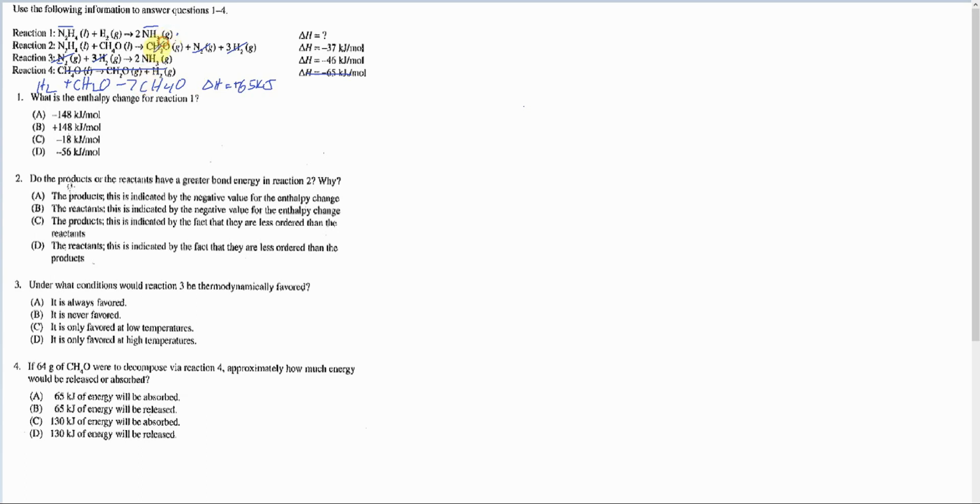And then CH2O cancels with CH2O, CH4O cancels with that. And I do have this extra hydrogen over here, but that's okay because I needed this hydrogen up there. So I'm going to have N2H2, I'm going to have NH3, so I've got the two things on either side, and I've got the H2 that I needed there. All I have to do is add up that and these two, and I will get the answer.